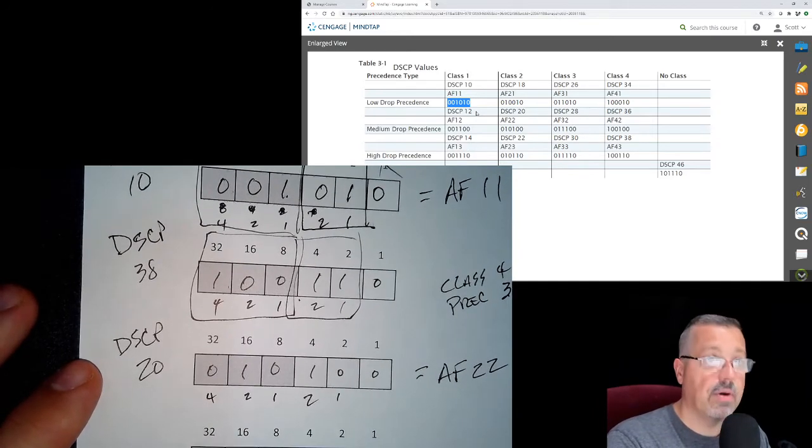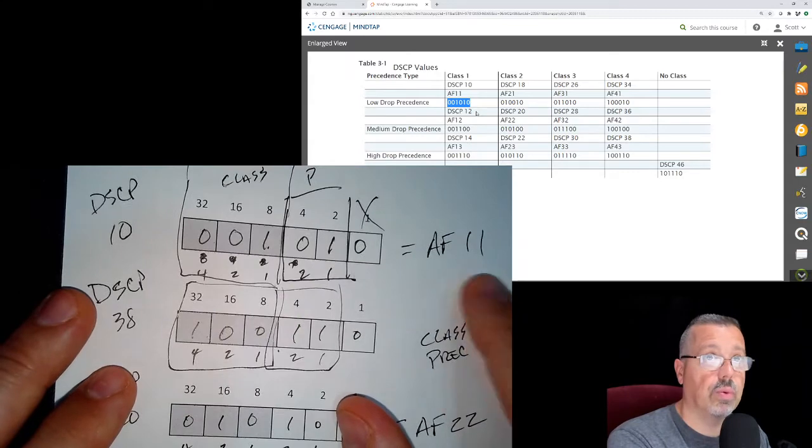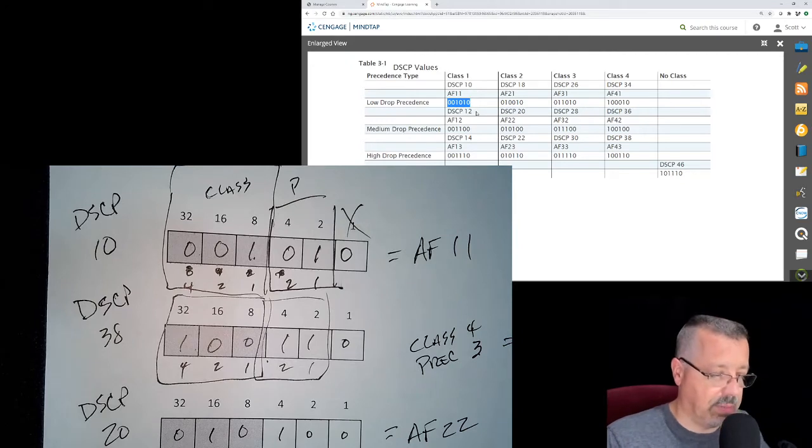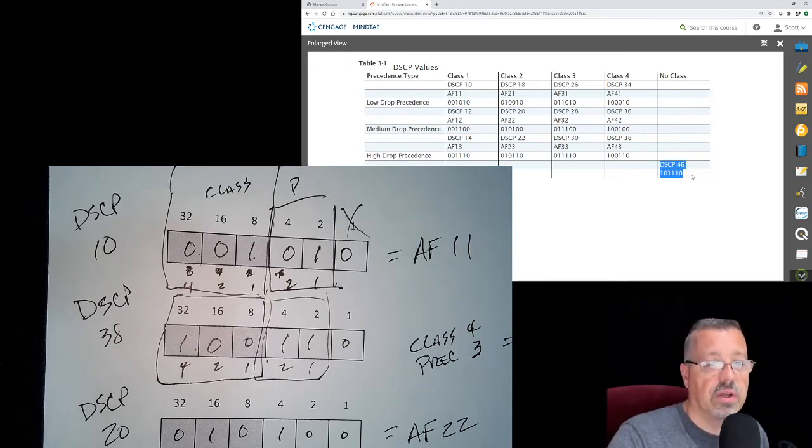precedence 2. Most of them are going to be 11, 21, 31, 41. They're all going to be a class. The precedence is always going to be 1, so it's just going to be 2 different classes, except for voice or anything else that's super high priority, which will be 46.